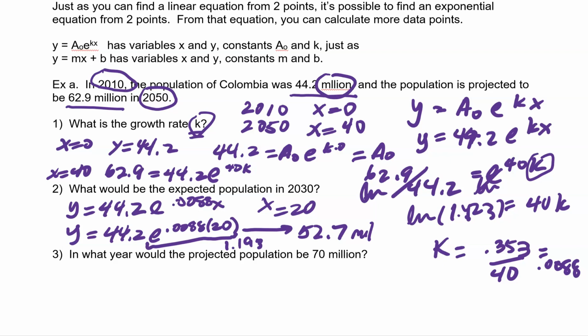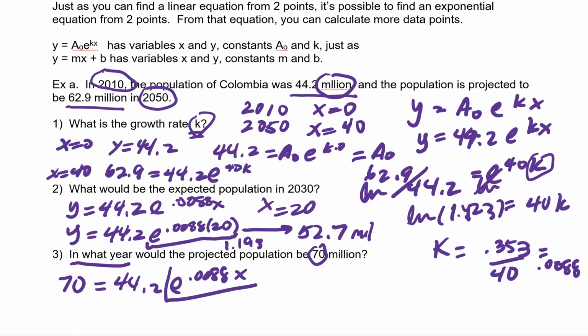The third question is, in what year would the projected population be 70 million? So we can see with this graph that it is increasing year by year exponentially. For 70 million, I'm going to just choose this and realize that our population is expressed in millions. But that is our y value, so I'm going to put it on the left side of the equation. 70 is equal to our constants, 44.2, and then we have e raised to the power 0.0088, and then times x, which in this case is what we are trying to find. In what year? So that's what we are isolating, is x.